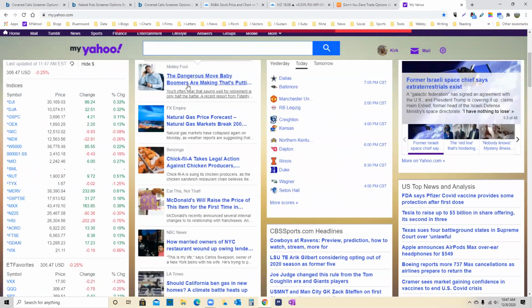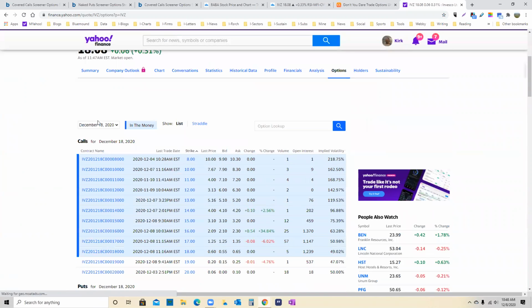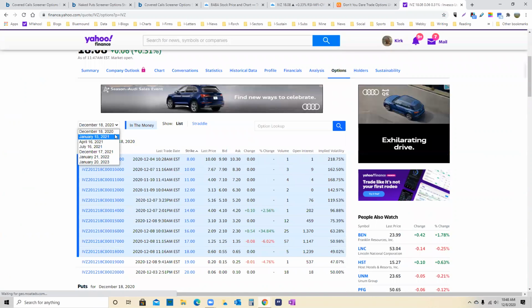Oh, I always love these headlines. A dangerous move baby boomers are making. It really is amazing how easy it is to use Yahoo.